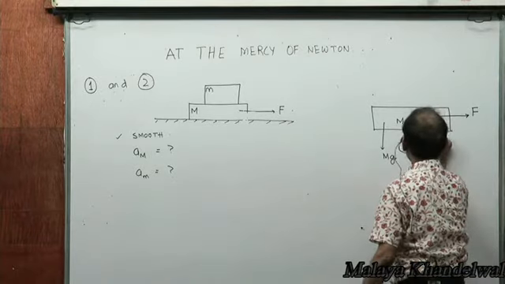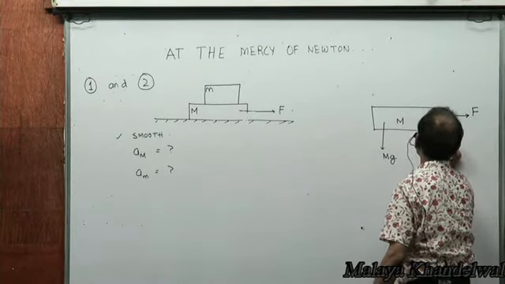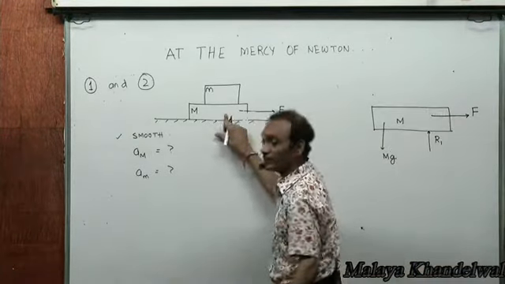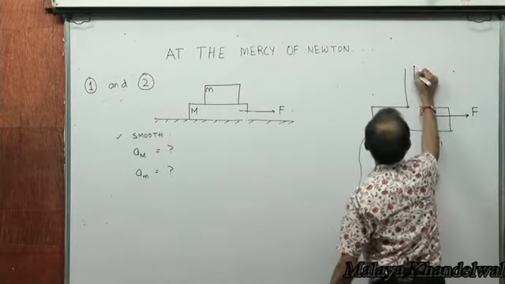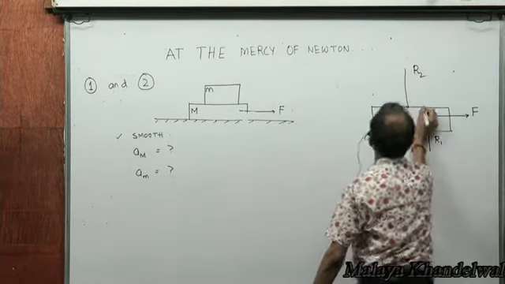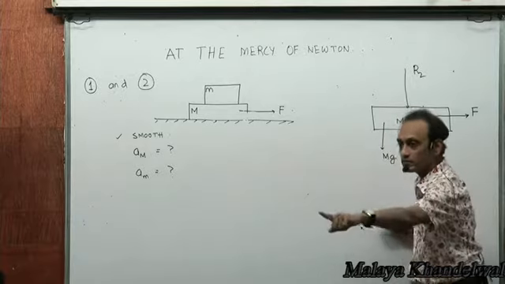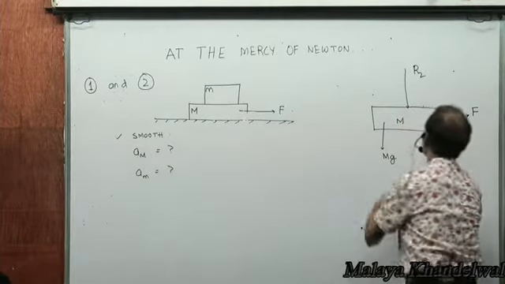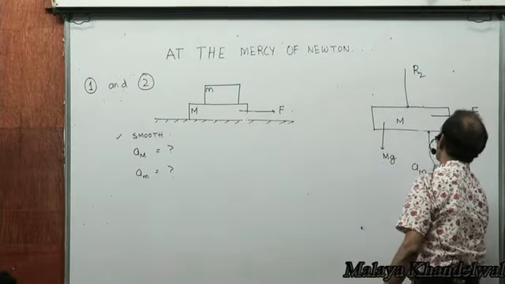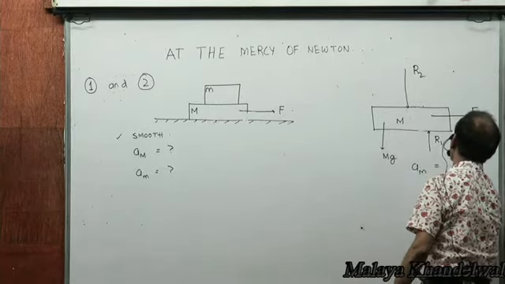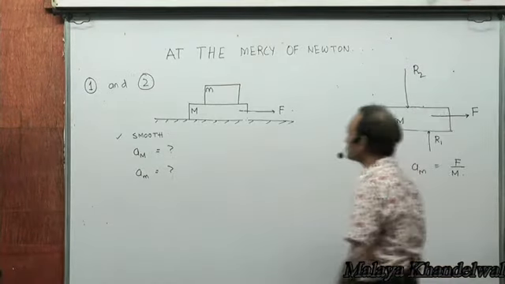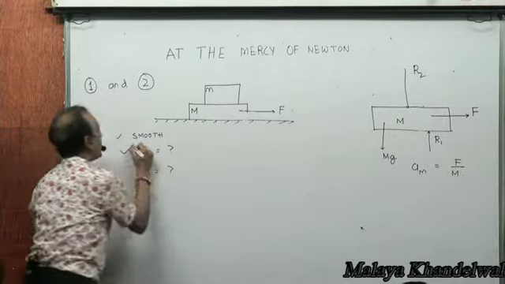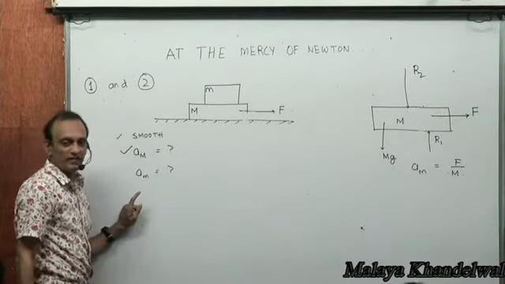There is normal reaction R1 from the ground upwards, and small m will press on capital M with a normal reaction R2 downwards. Yes or no? Does it not summarize all forces on capital M? So what would be the acceleration of capital M? Acceleration of capital M would be simply F by capital M. You got the same answer?